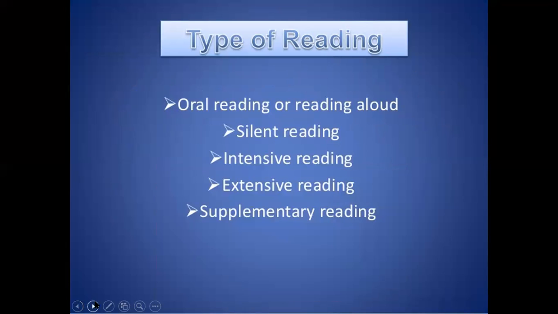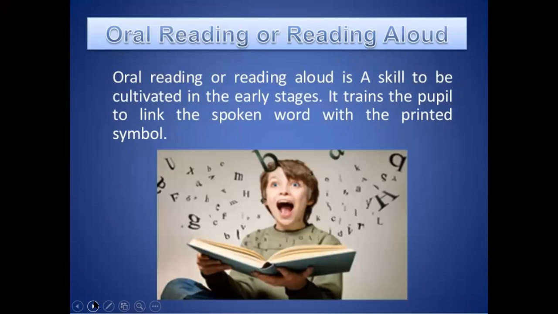The first one, as you can see, is oral reading or reading aloud. Then we have silent reading, then intensive reading, extensive reading, and supplementary reading. So let's go ahead. Oral reading or reading aloud is a skill to be cultivated in the early stages. It trains the students to link the spoken word with the printed symbol.